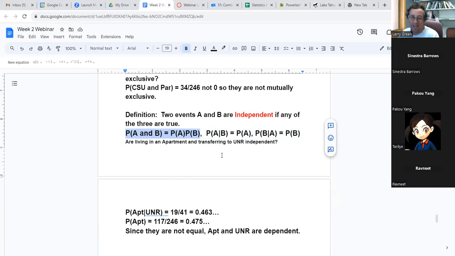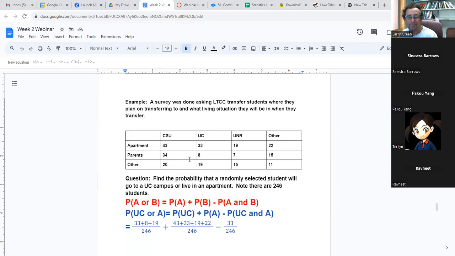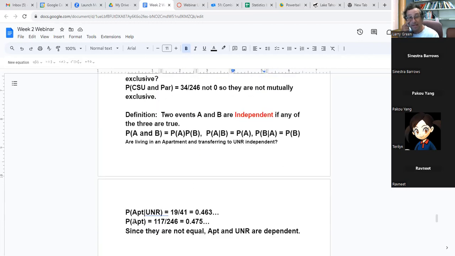So it turns out with this example, the second and third are just as easy as each other. I'm just going to choose, let's find the probability of an apartment given that they are transferring to UNR. If I'm given they're transferring to UNR, these are the people that are transferring to UNR. Okay, 19 of them are going to live in an apartment, 7 of them are going to live with parents, 15 will live in other. The total amount of UNR transfers is 19 plus 7 plus 15. 19 of them are going to be in an apartment. So the probability of an apartment given UNR is 19 over the sum of those three.